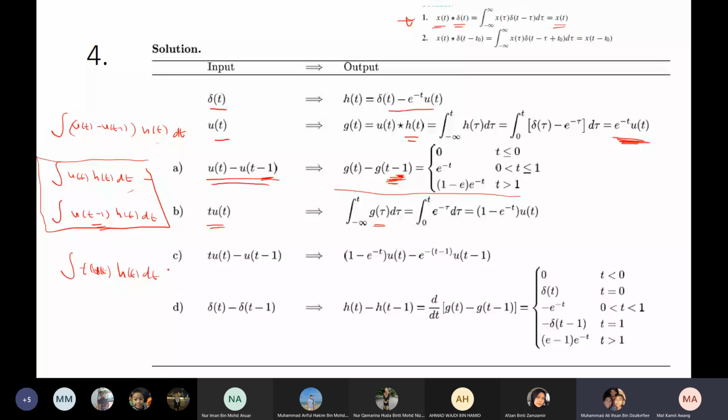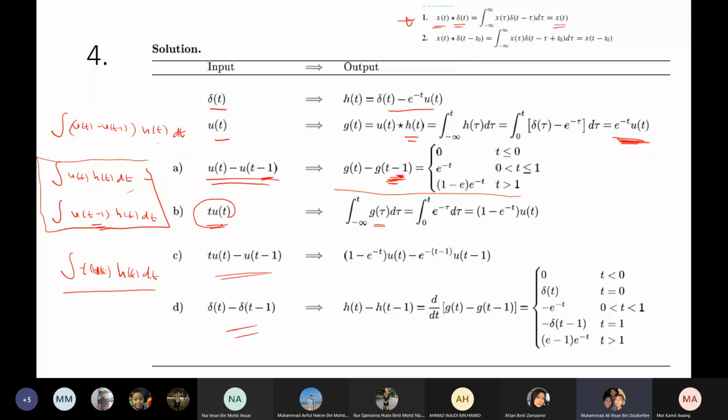So you actually need to set this up by changing the according to the input. You have to go through the tables, right? The properties of the convolution. You have to understand the properties of the convolution.